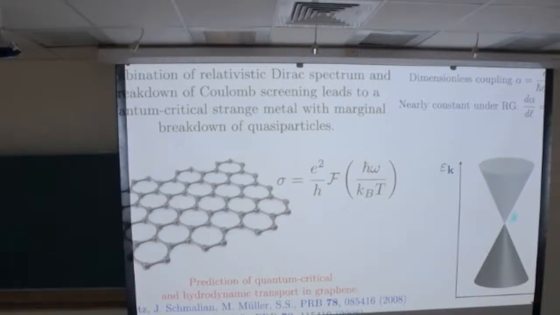And the other is that the Coulomb interactions are not screened. In fact, they're characterized by a dimensionless coupling constant, alpha, which is the analog of the fine structure constant. Alpha is e squared over ħ epsilon v_F, except the velocity of light has been replaced by the Fermi velocity, and epsilon is the dielectric constant.